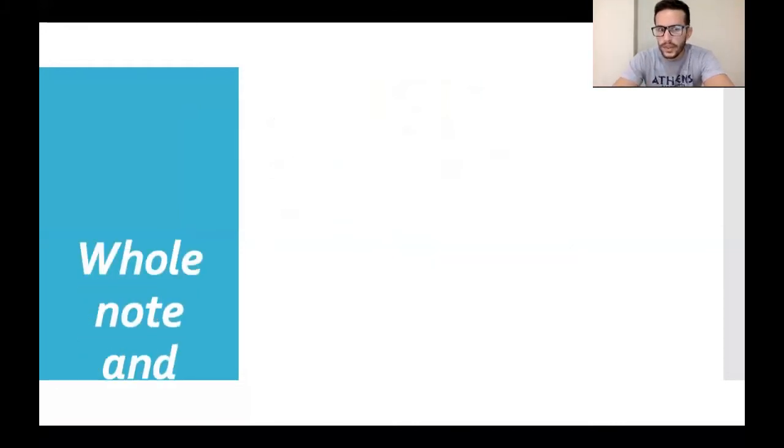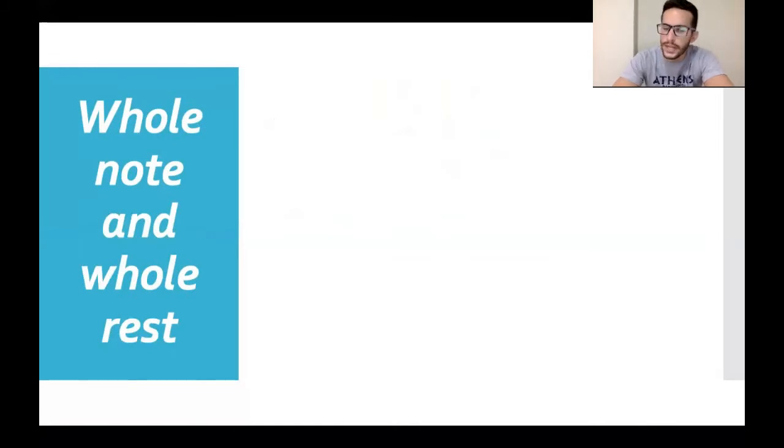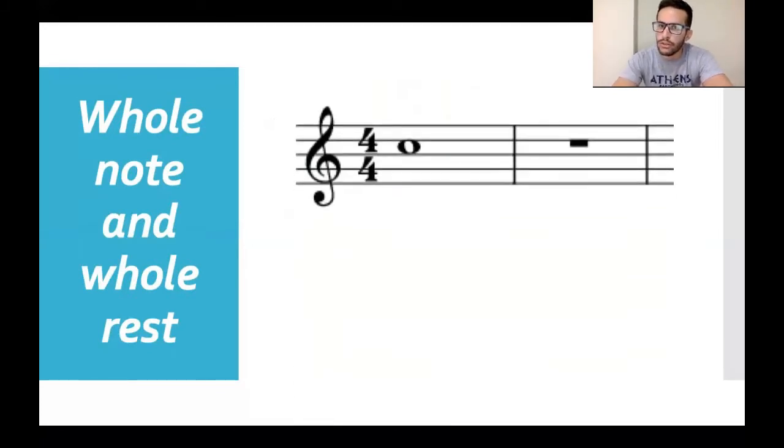So first, we have the whole note and the whole rest. Okay, so the whole note looks like this. It's just a circle. And the whole rest is this little rectangle right here, which is just below the fourth line of the staff. Okay, if we count the lines, it's 1, 2, 3, and 4. Right below, you put this little black rectangle, and that is called the whole rest. Why is it important? Where exactly on what line do you put it? You're going to see that later.